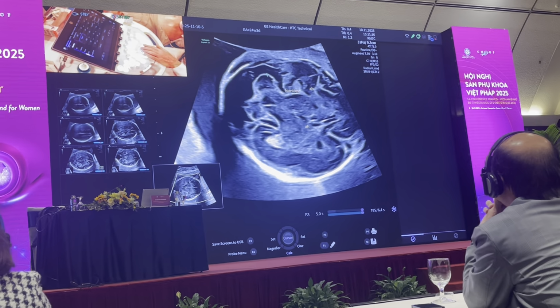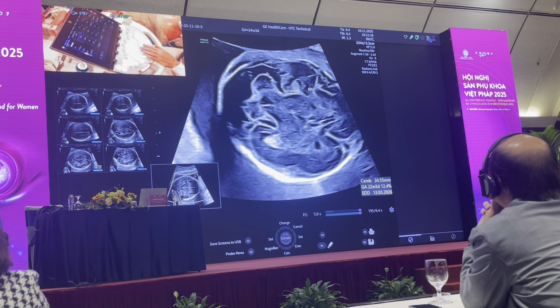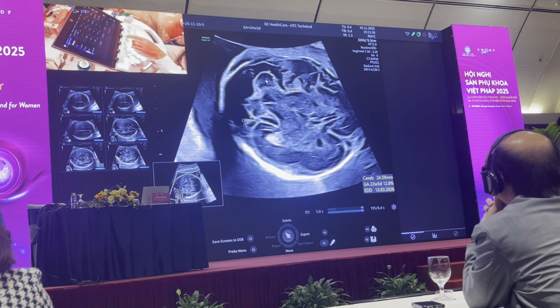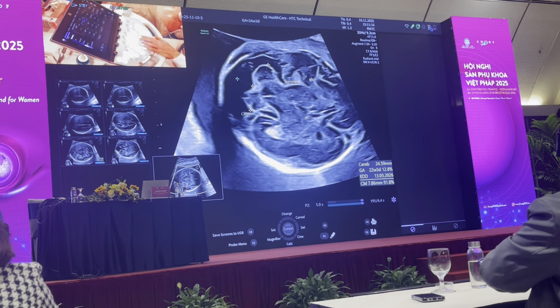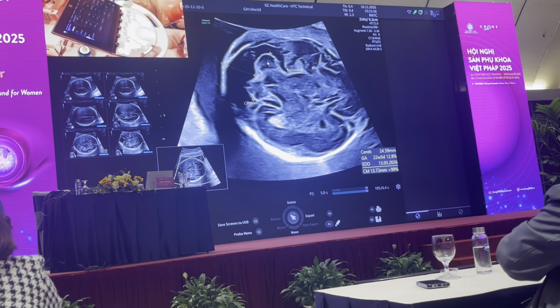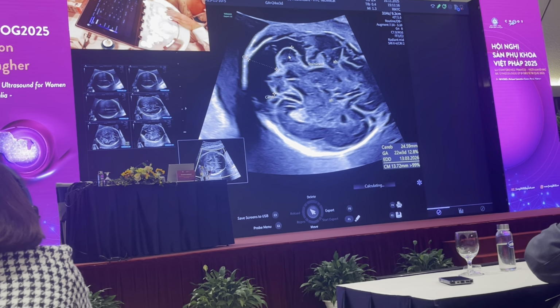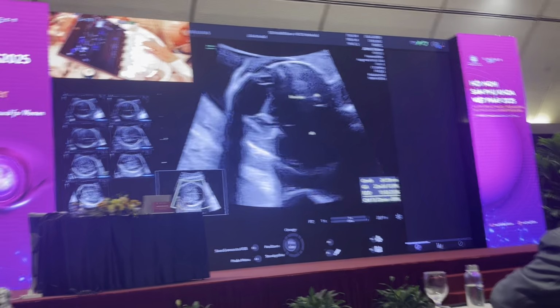And I measure from the outer border of the cerebellum to the outer border on the opposite side. And in this view, I also take a measurement of the cisterna magna that looks increased. And that's the measure of the cisterna magna. The upper limit of the cisterna magna is 10 millimeters.